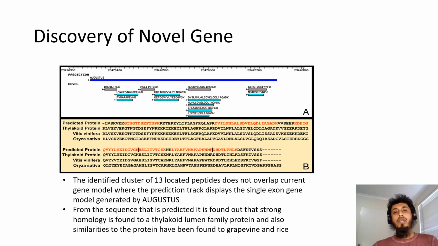Thank you, Farmina. So now I'm going to talk about some results of the experiment. So, discovery of novel gene. The identified cluster of 13 located peptides does not overlap the current gene model, where the prediction track displays the single exon gene model generated by Augustus.